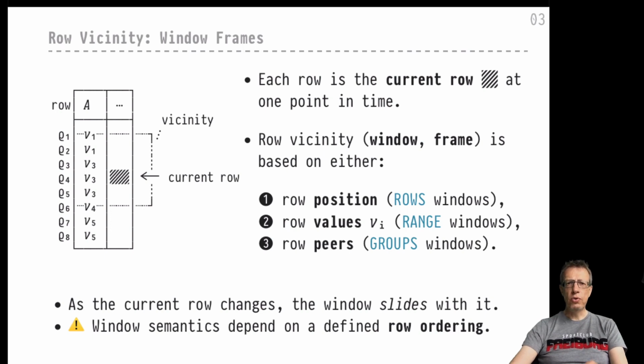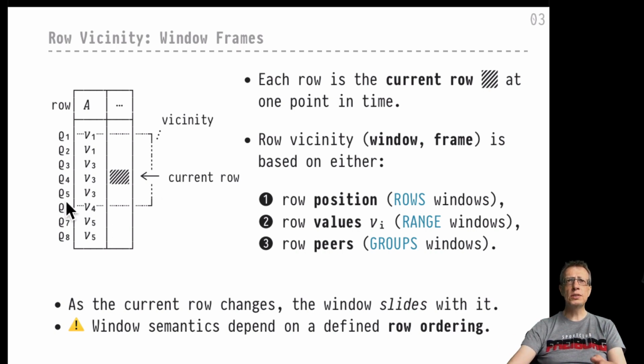As I told you, window functions are row-based in the sense that each row of the input table will be the current row at one time, the row in focus for which we will determine the vicinity. And in all of these slides, I will mark this current row using these striped symbols. So currently row 4 is the current row that we are looking at. We will now look at row 4, but also the vicinity, the neighbors, the context of row 4.